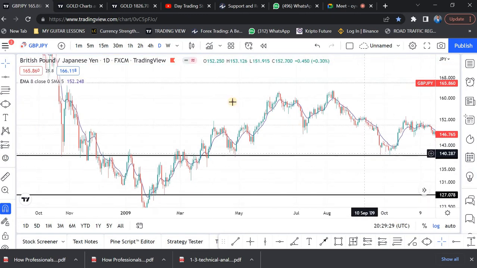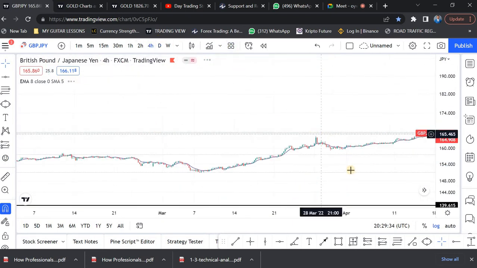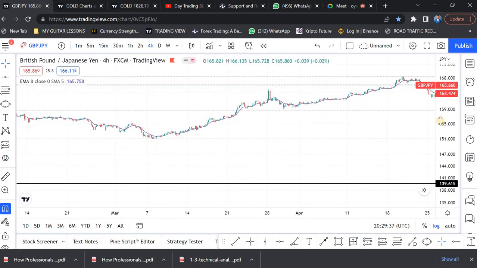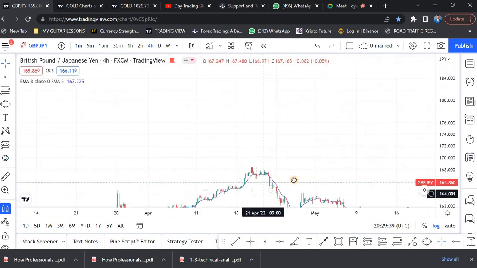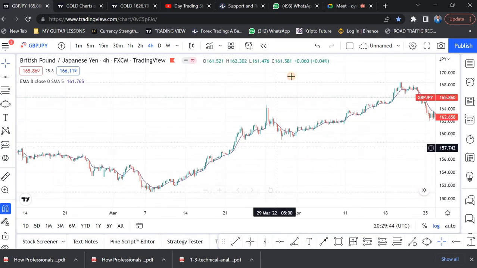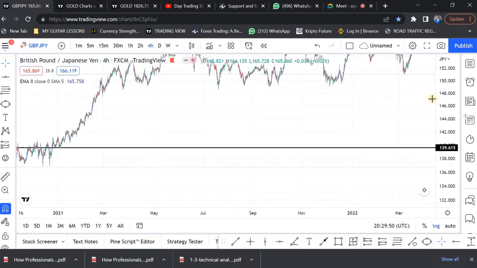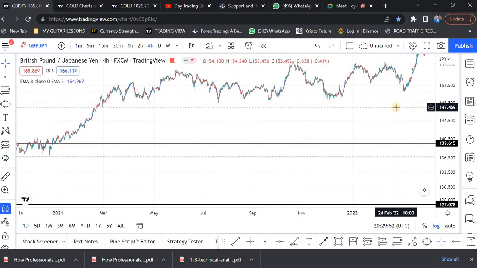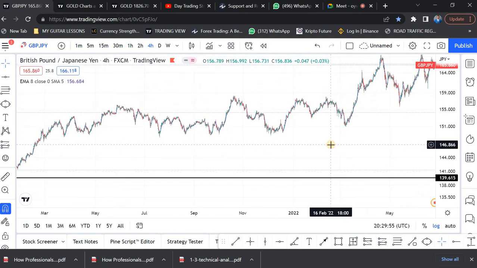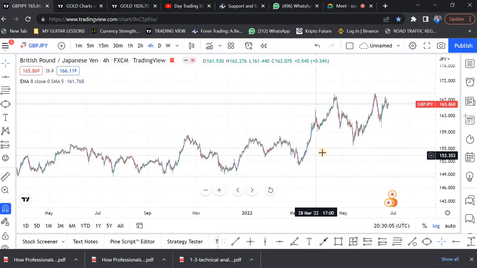Let's take note. I'm going to switch to the 4 hour time frame. Now you could see that the support and resistance we drew are now seen very far away from the chart when we switch to the 4-hour time frame. So when we come to the 4-hour time frame, we can draw another support and resistance within the 4-hour time frame.